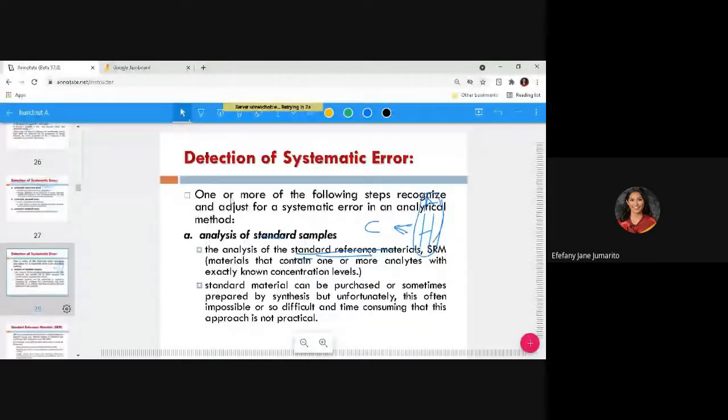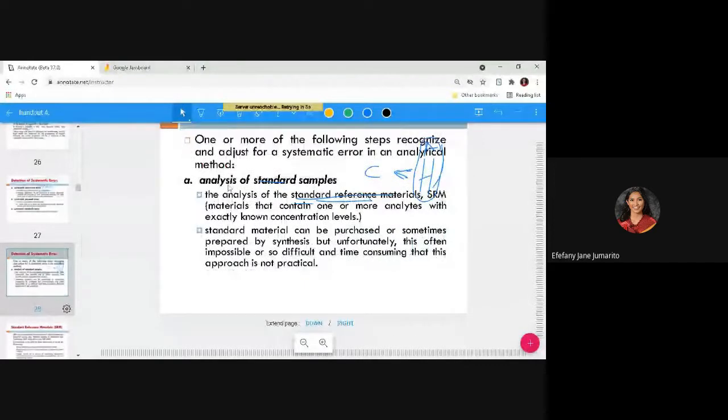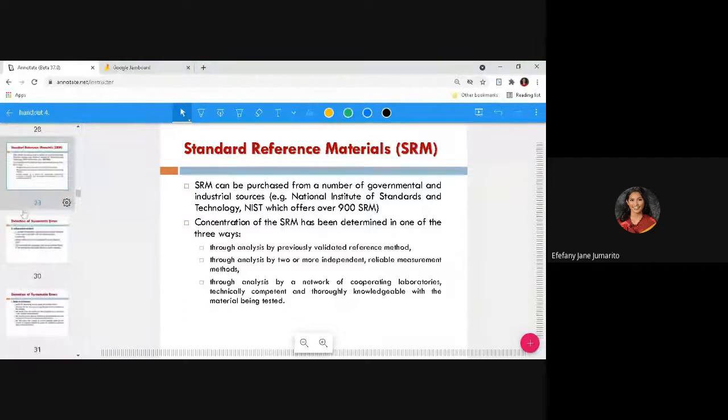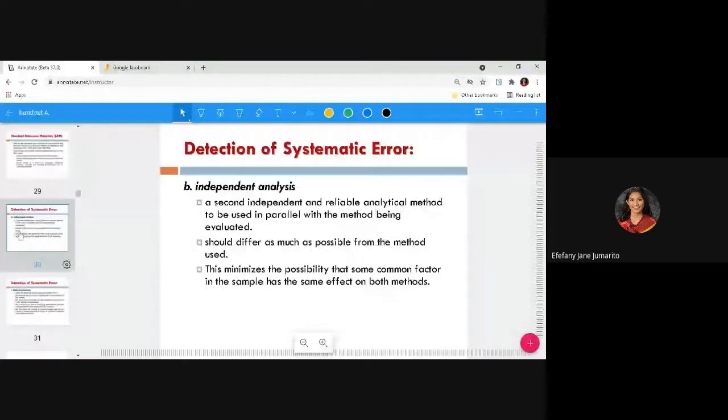So analysis of standard samples. Standard material can be purchased or sometimes prepared by synthesis. Okay. So that's it. We have standard reference material. SRM can be purchased from a number of governmental and industrial sources. So we can buy that one, the standard reference materials. Then we also have independent analysis.